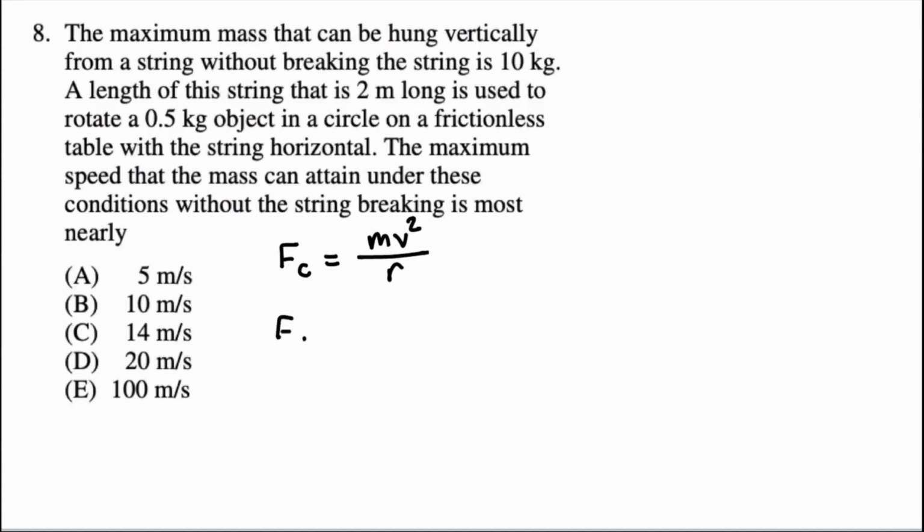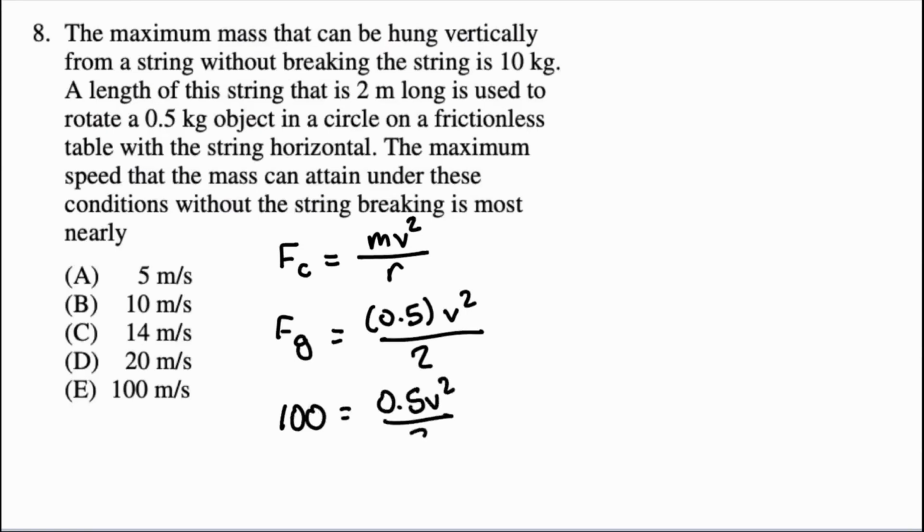We're just going to have Fg is equal to, well, our mass is 0.5. We're trying to find speed, and it says the length of the string is 2. And so Fg is just equal to mg, where m is equal to 10. We're going to make g equal to 10 as well. So this is just going to be 100 is equal to 0.5 v squared over 2.